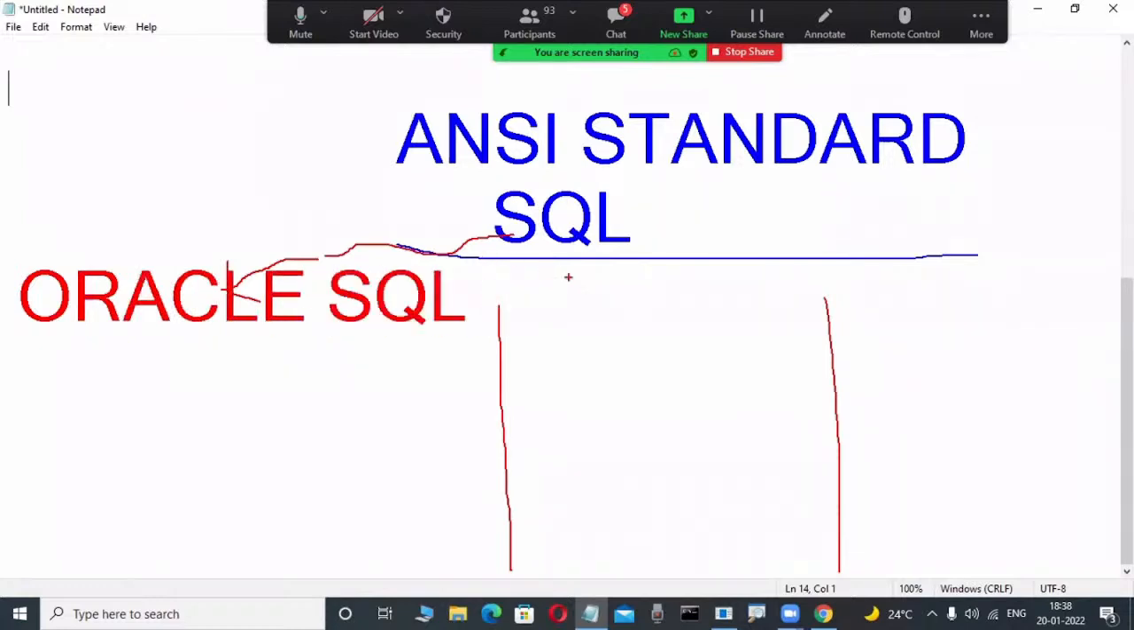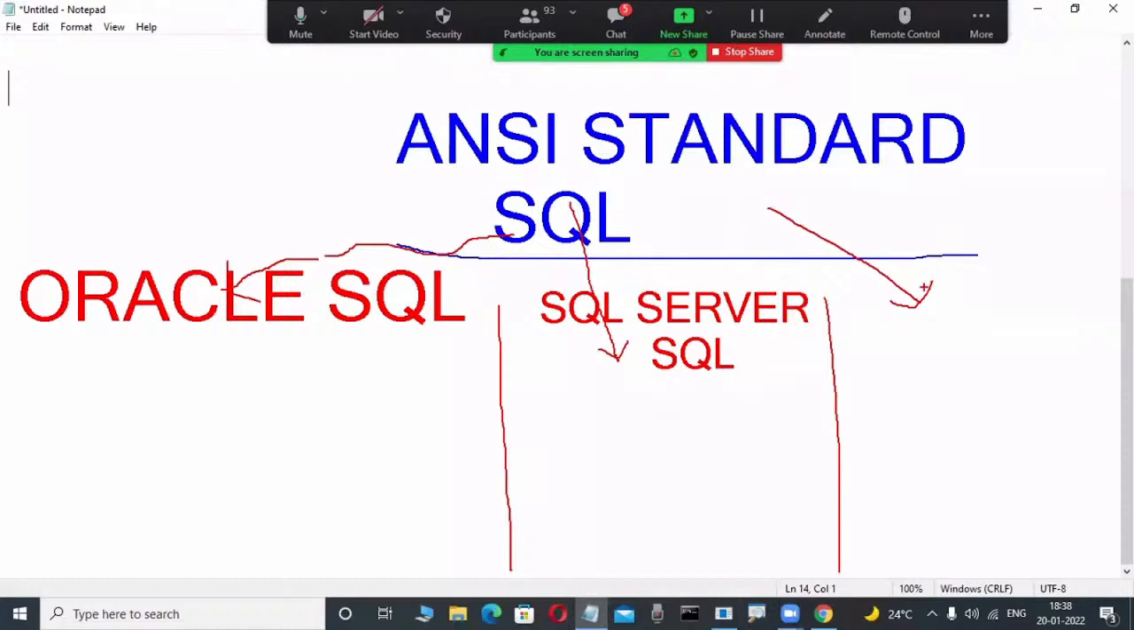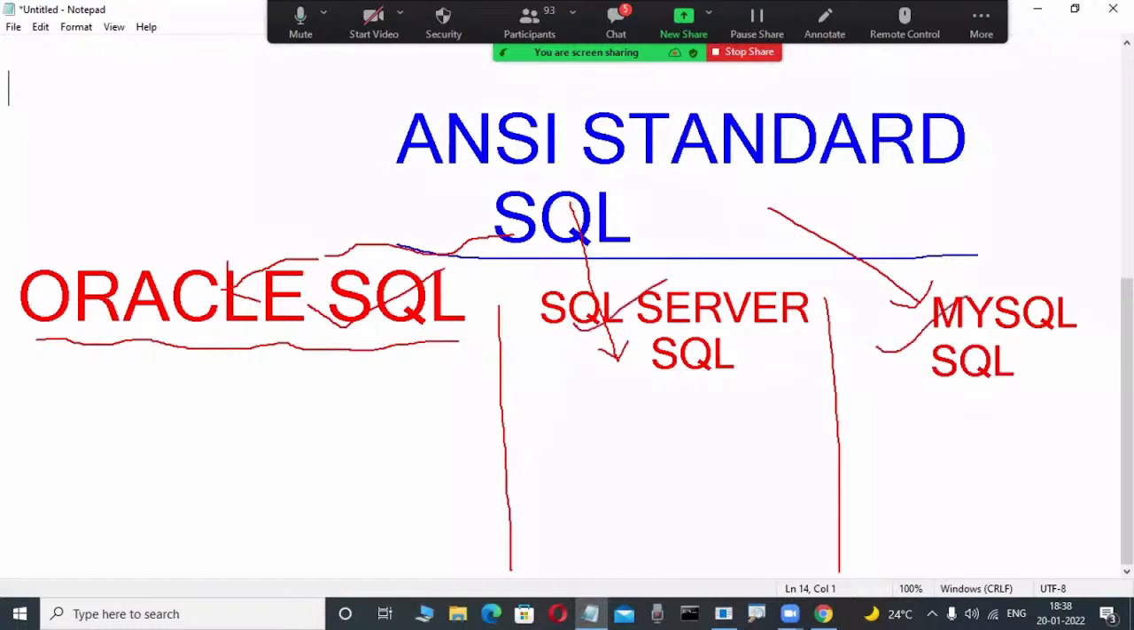That is important, and so many fellows don't know it. Again, observe here: SQL Server, a Microsoft product, created their own SQL from this ANSI standard SQL, which is called SQL Server SQL. Again, MySQL created their own SQL language from this ANSI standard, which is called MySQL SQL. That's why in our class we are learning Oracle SQL. These SQL languages are conceptually the same.